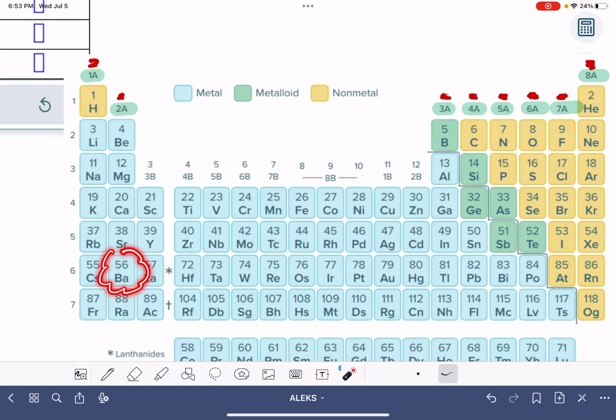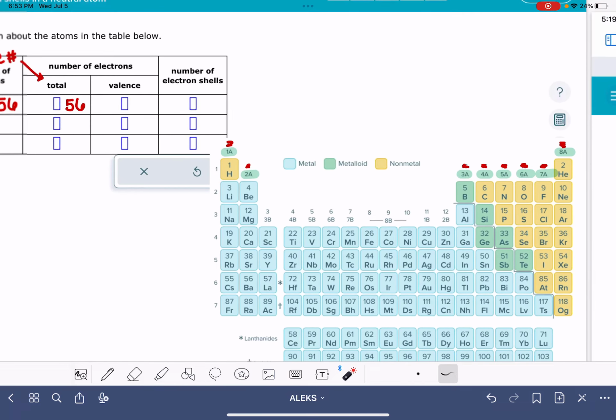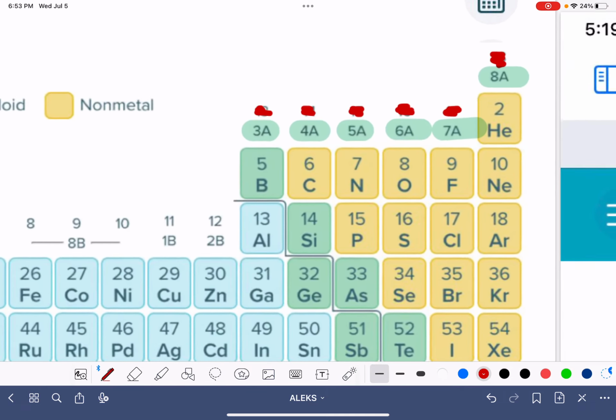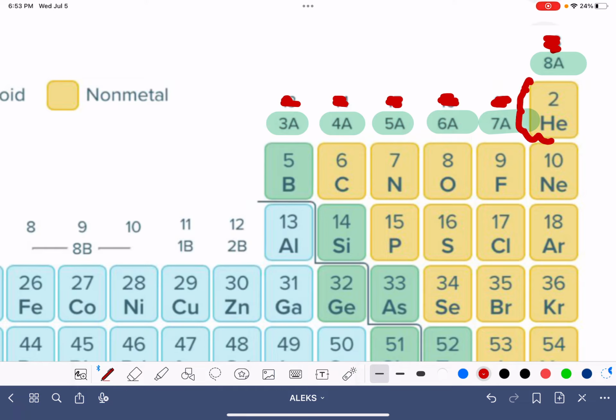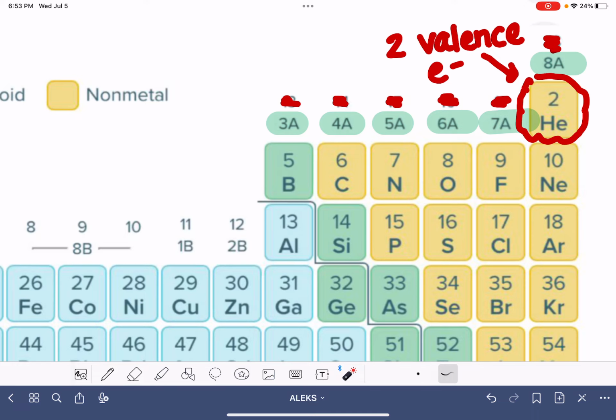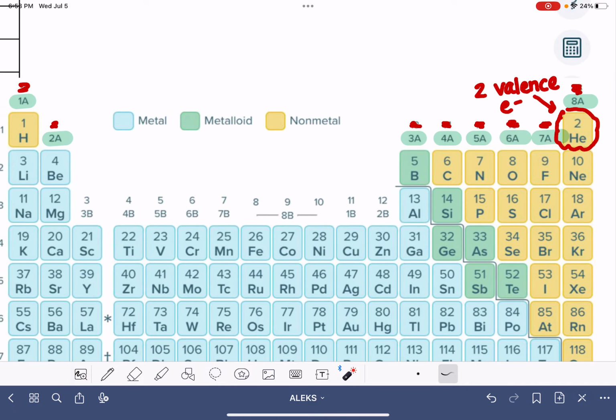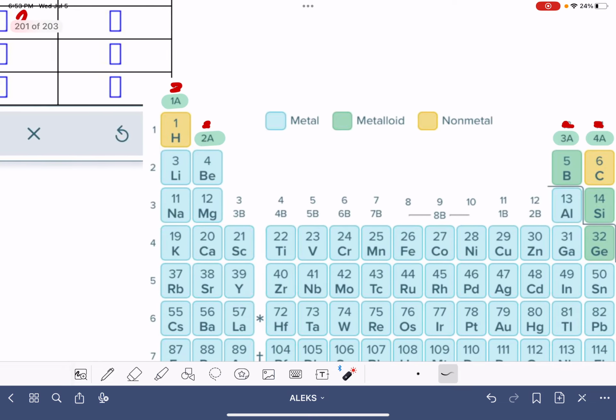Again, I'm dealing with barium in this problem. Barium is in column 2A, which means that it has a total of 2 valence electrons. Now, there is one exception to this rule, and that is over here on this side of the periodic table. Helium only has 2 valence electrons, even though it is in column 8A. All of the other elements in this column have 8 valence electrons, just like we would predict, but helium only has 2, so keep that in mind if you get helium in your problem.